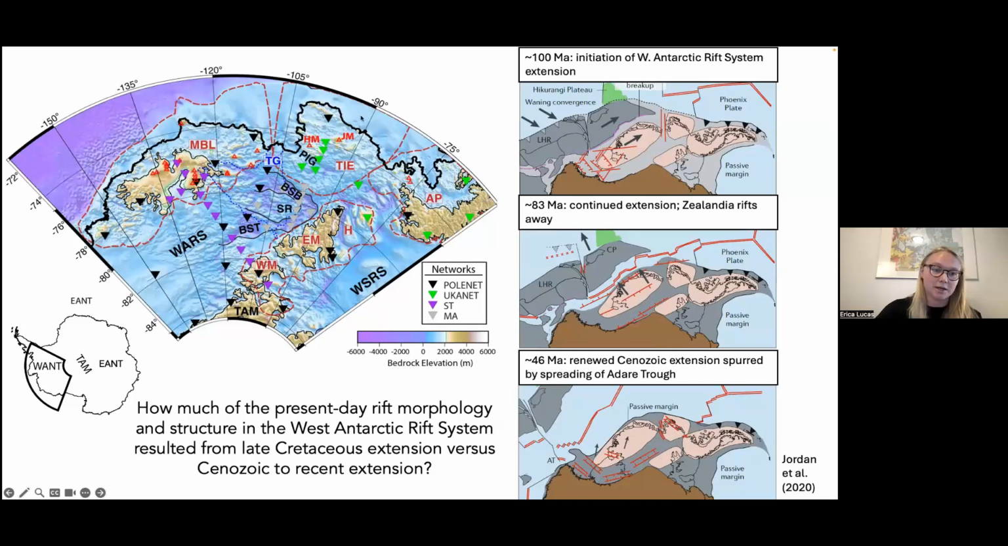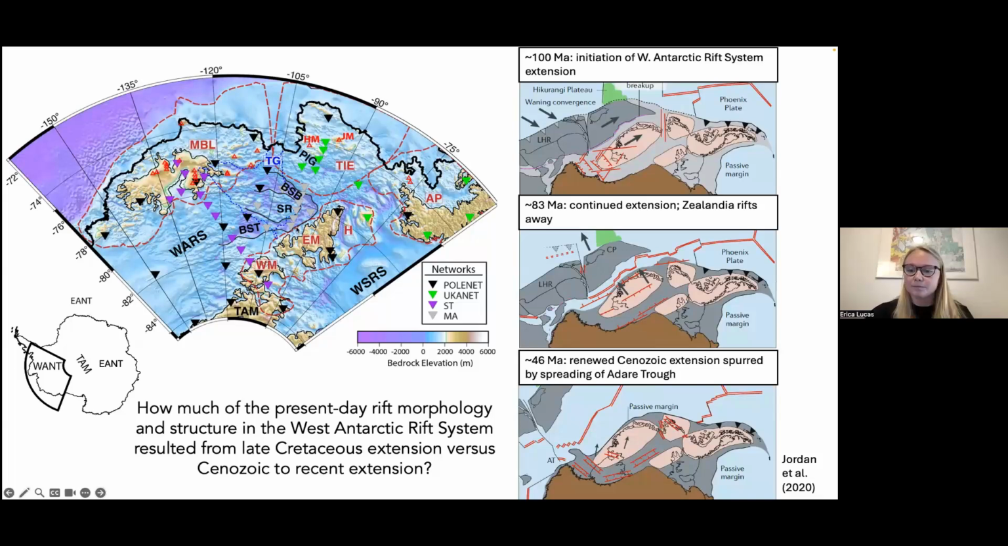So here I'm showing a bedrock topography map of central West Antarctica, this area here. I labeled the West Antarctic Rift System, and there are four major crustal blocks in West Antarctica that are outlined in red. And as you can see, there are some deep subglacial basins in the West Antarctic Rift System. I'm marking the seismic stations with triangles here. And then I label the Thwaites Glacier and the Pine Island Glacier, which are two of the glaciers that are losing the most mass of any glaciers in Antarctica.